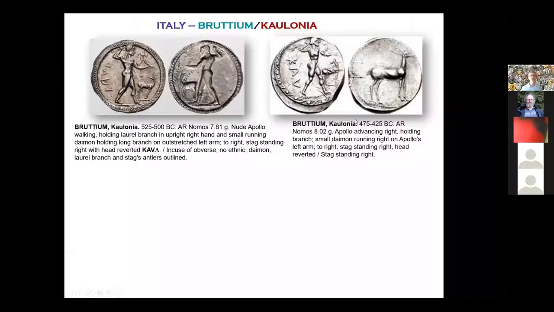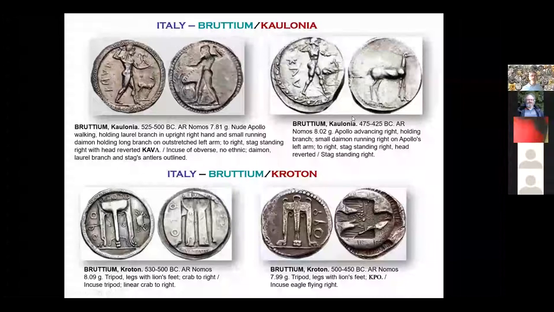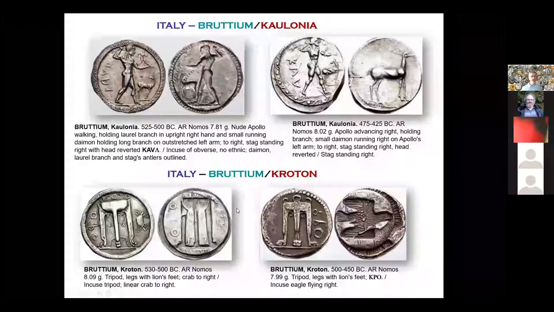And again, from Croton, they adapted the attributes of Apollo in the form of a tripod. On the reverse, it's the incuse of the tripod. And here is an incredible design. On the obverse, you have a tripod, and on the reverse is the incuse, an eagle flying right. I really would like to know how they minted these coins.